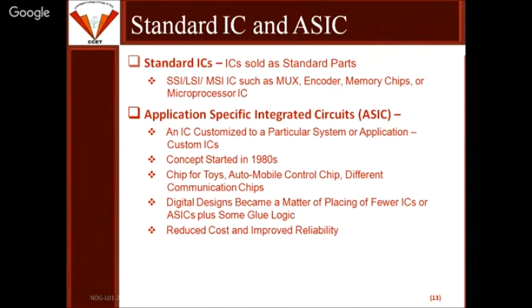The concept started in the 1980s. Chips for toys, automobile control chips, and different communication chips are examples of ASICs. Digital design became a matter of placing fewer ICs or an ASIC plus some glue logic. So we achieve reduced cost and improved reliability in ASICs.